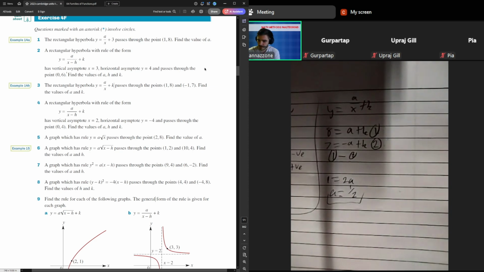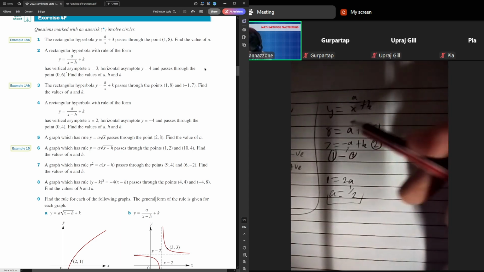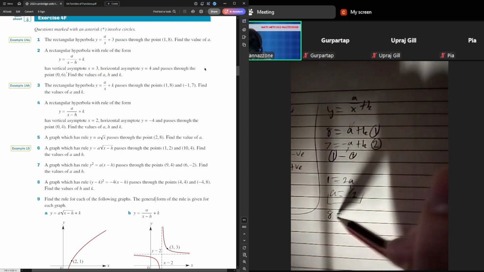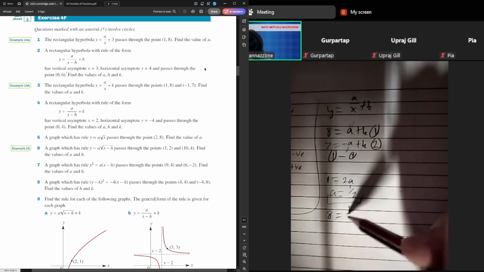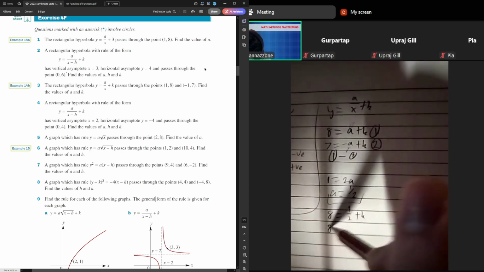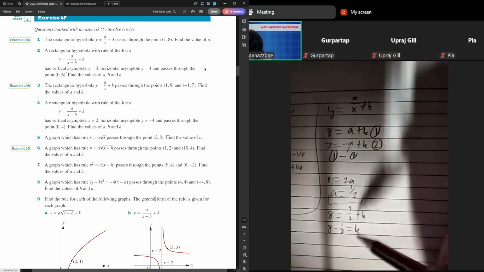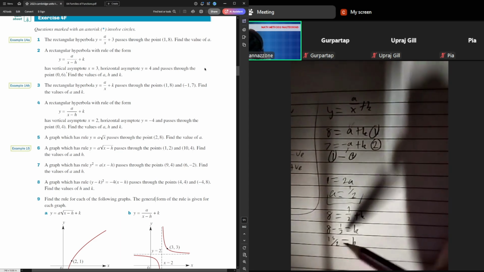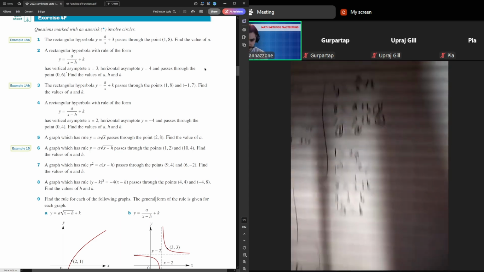What do we do once we have our a value? We can sub it back into the first equation or second equation and then solve for k. Exactly right, yeah. I'm not a fan of negatives, so I would just chuck it into equation 1. As he said, you could go either way with it. Half plus k, 8 minus a half equals k. So 15 on 2 equals k. You can give a decimal if you like.